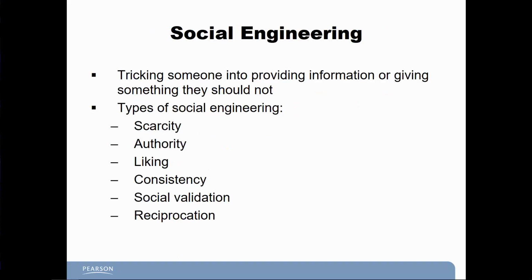All right, moving on, let's talk about social engineering. There are several different types of social engineering, but social engineering is basically talking your way through to get other people to do what you need. The types of social engineering could be like authority, liking, consistency, social validation, things of that nature.